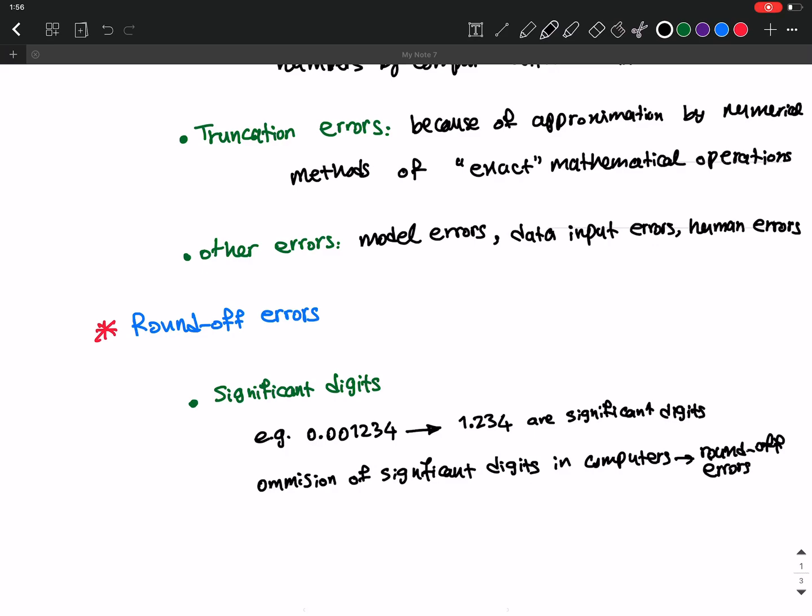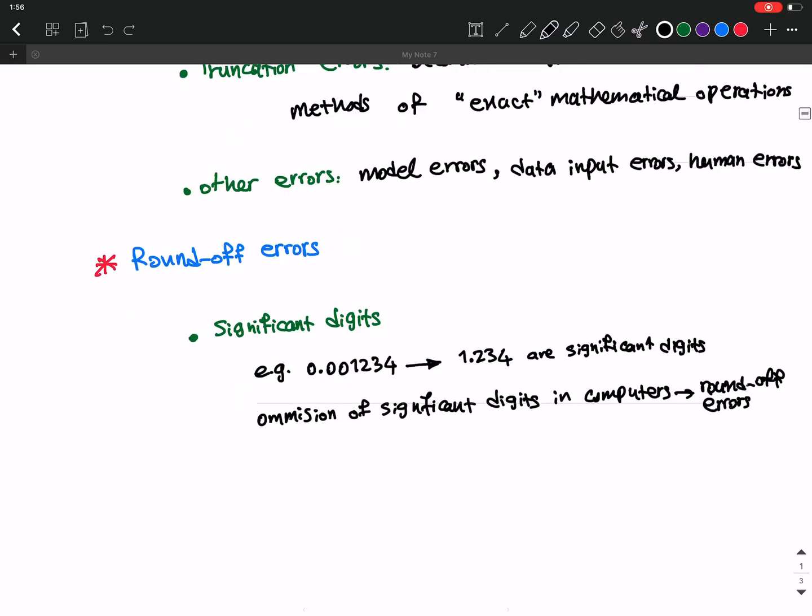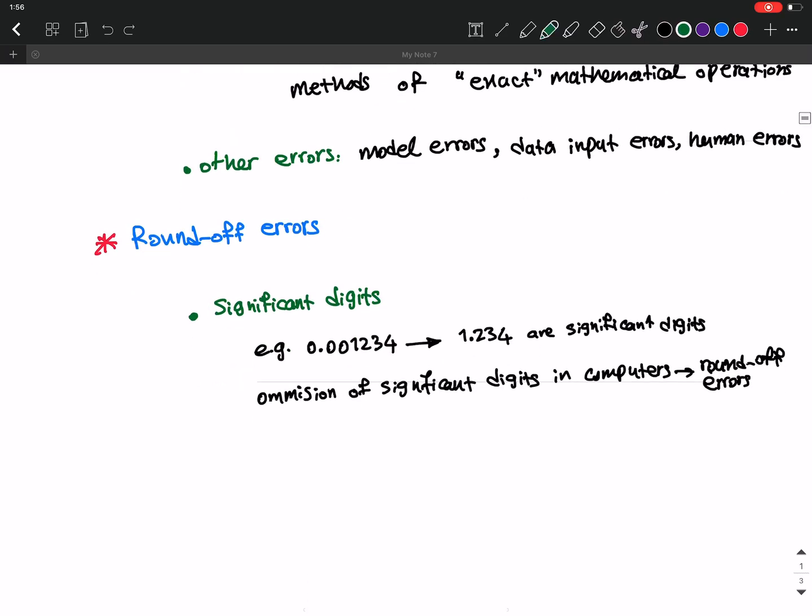Like if you omit some of those 56, for example, here, if you have more and your significant digits are 4 digits, then omitting these will lead to the round-off error that we were talking about. Okay, so the other important thing in computers are number systems.